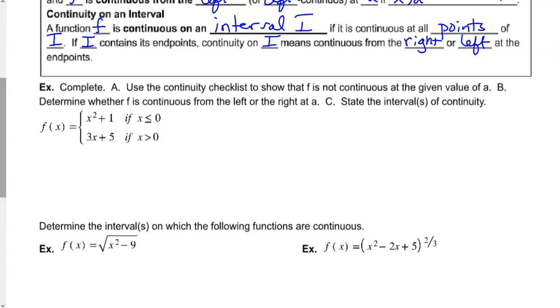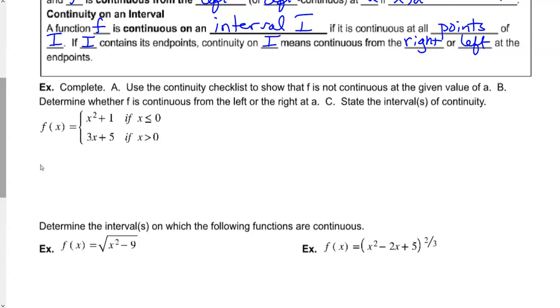Part A says that we want to use the continuity checklist to show that f is not continuous at the given value of a. And if it is not continuous, then we're going to determine whether f is continuous from the left or from the right of a, and then we're going to state the intervals of continuity.